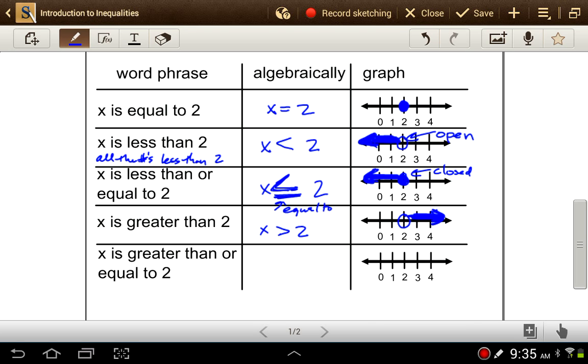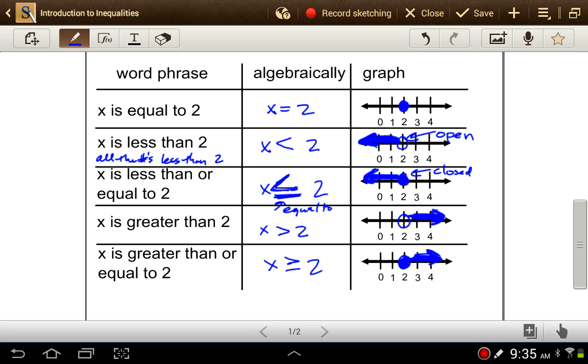For x is greater than or equal to 2, again, I put that bar underneath. That represents equal to. Now when I circle this, I fill it in. That demonstrates that it is included. And then I shade in the numbers greater than 2, which is 3 and 4, and so on. I just stopped at 4, but this goes 5, 6, 7. It's a graph. It continues on forever.